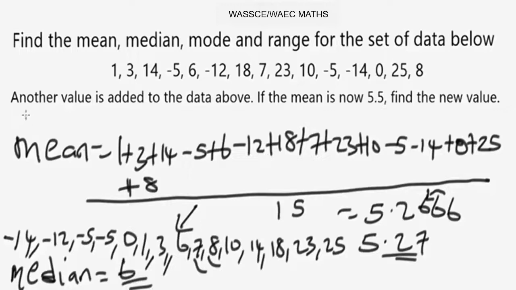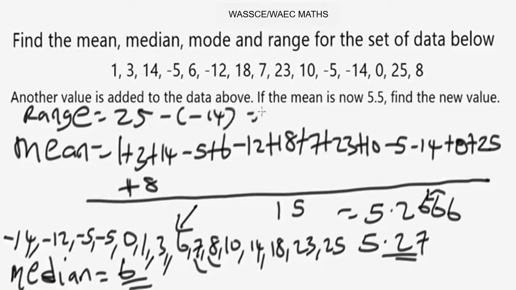Okay, range is highest value minus lowest value. Highest value here is 25. Lowest value here is minus 14. So it's 25 minus minus 14, which is 25 plus 14. When you punch this on a calculator, you have 39. That will be our range.